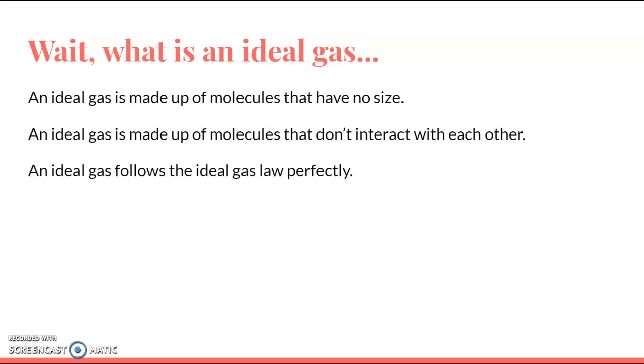So first, let's talk about what an ideal gas is. Just by definition, an ideal gas assumes that whatever molecules or atoms of the gas we have, they have no size. So size does not affect how we analyze the motion. We also assume that they don't interact with each other aside from colliding with each other. Kind of a circular definition: an ideal gas follows the ideal gas law perfectly.